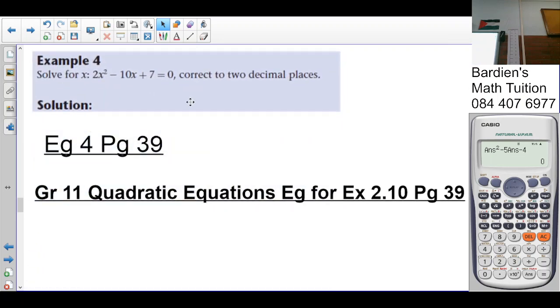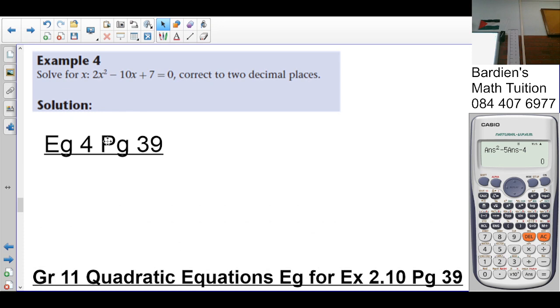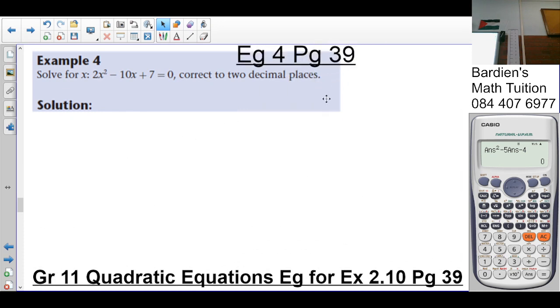The last one is example 4, and example 4 is on page 39. The question says solve for x. Here we have the coefficient now in front of x squared, which is 2. So one of two things I'm going to do here.